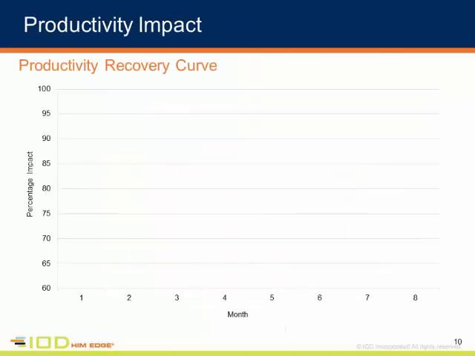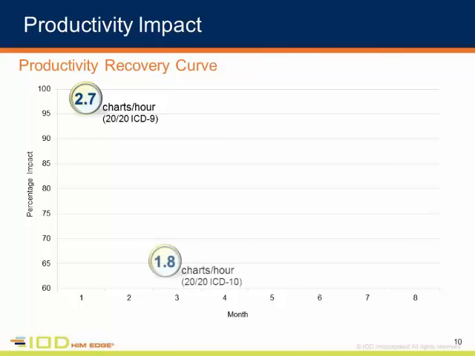So we expected an immediate drop. I think everyone does. Not quite as much as it turned out to be, but an immediate drop nonetheless. Let's use a visual aid here to describe this. Here's our ICD9 productivity of 2.7 charts per hour. And here's our precipitous and dramatic decline to 1.8 charts per hour in ICD10.